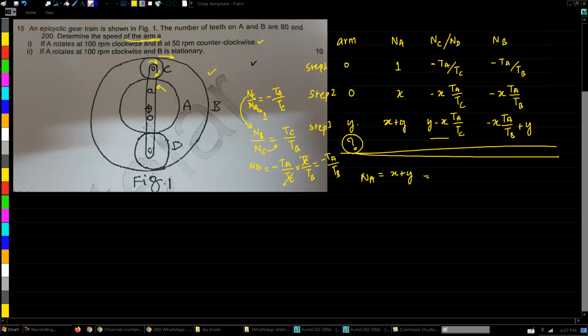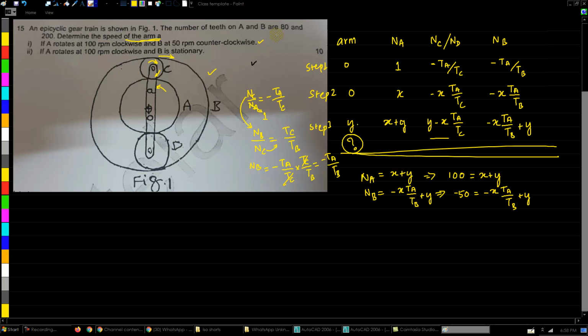So when we substitute the value of x, that is 100 clockwise, we'll take it as positive, that's equal to x plus y. And the speed of B, that is nB. So nB, the formula is minus x dA upon dB plus y. So when we substitute the value, we will get minus 50, because this is counterclockwise, we'll get minus 50 equals minus x times dA upon dB plus y.